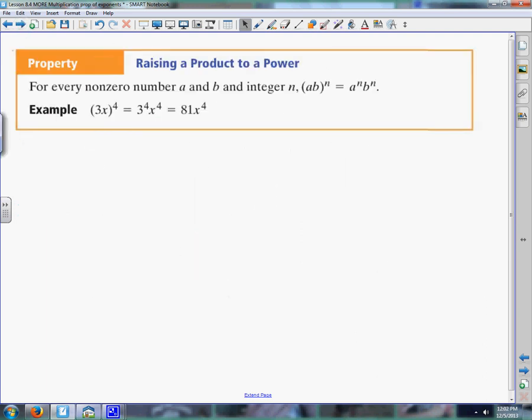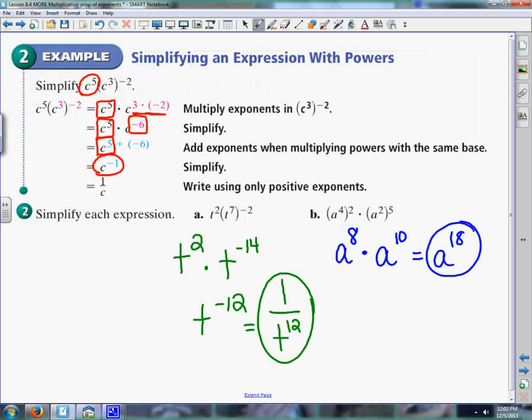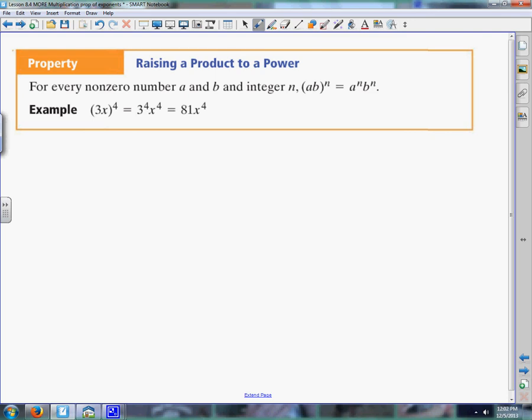Raising a product to a power. So, if you notice before, back here, they just did one thing to the power, t to the 7th to the negative 2nd. Now they're doing two things. It's 3x to the 4th power. So it's kind of like the distributive property. You have to take that 4 and you have to distribute it to both things. So notice here, it's 3 to the 4th and x to the 4th. So you get 81 x to the 4th power. So it's distributing the power.